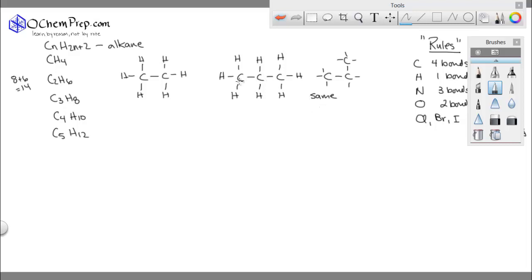And I had one student say, you draw a pencil through there, and if you can touch all the carbons in the same way in both structures, then you know that they're the same thing.